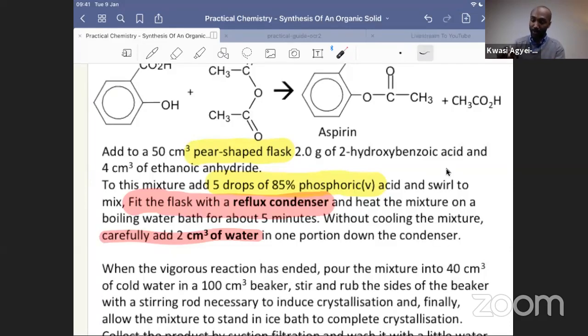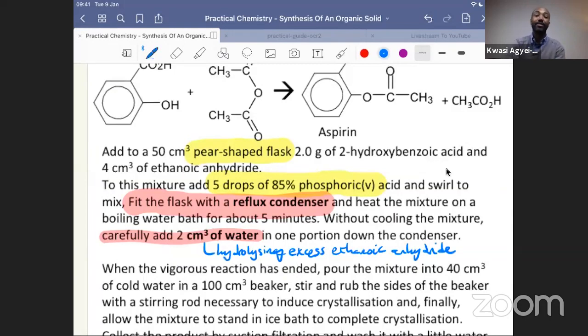Okay, so perhaps important to annotate this point: hydrolyzing excess ethanoic anhydride. Okay, so that gets rid of any excess ethanoic anhydride. It would, of course, get hydrolyzed to ethanoic acid.